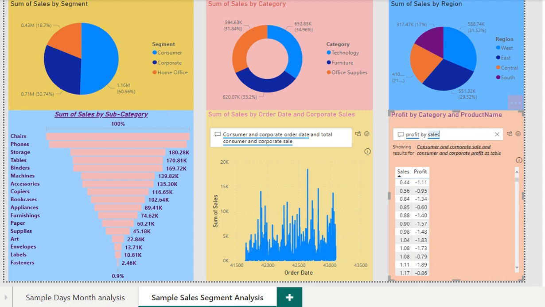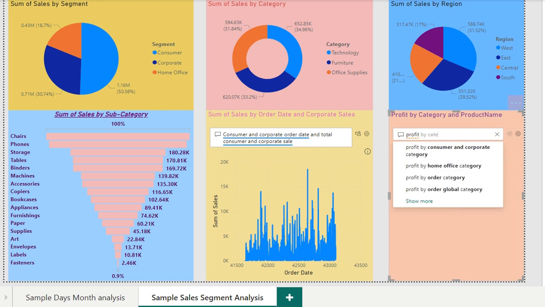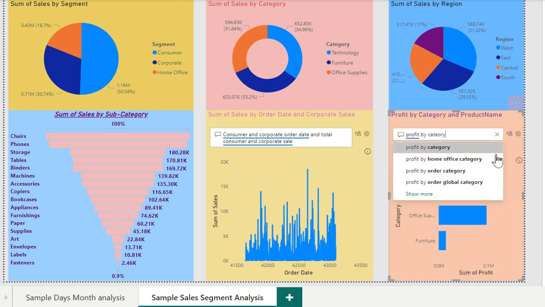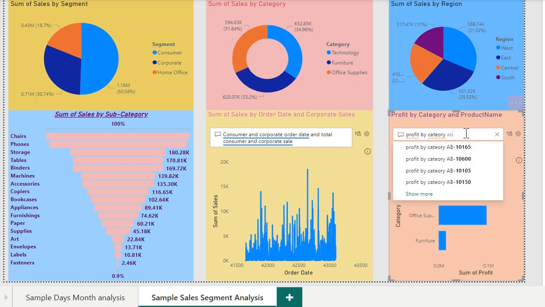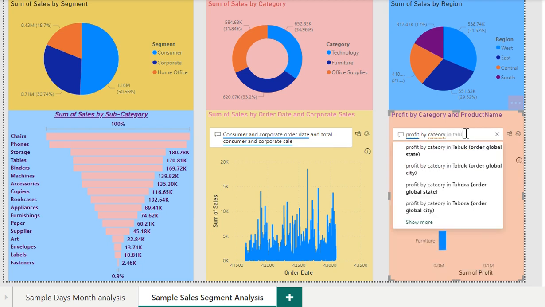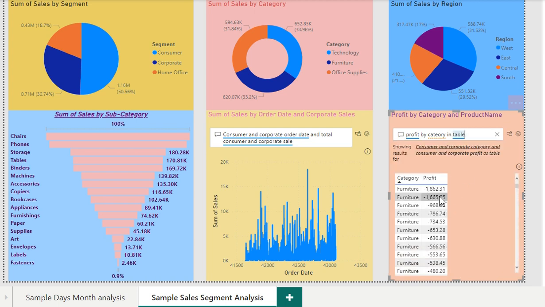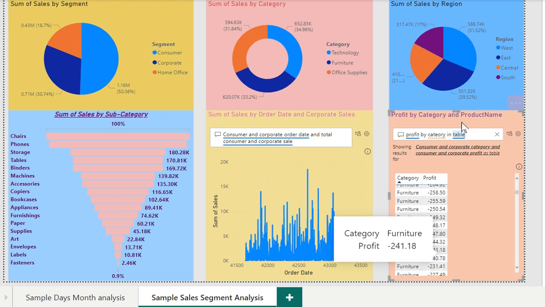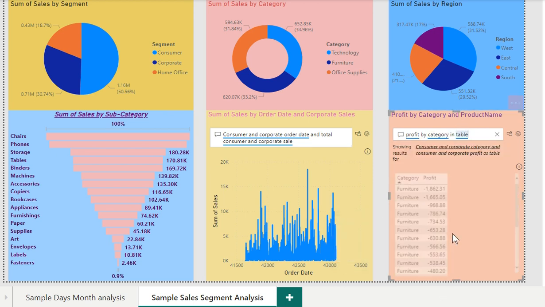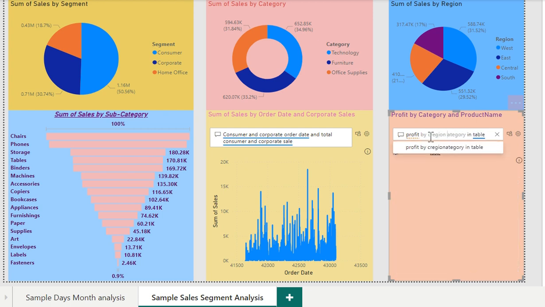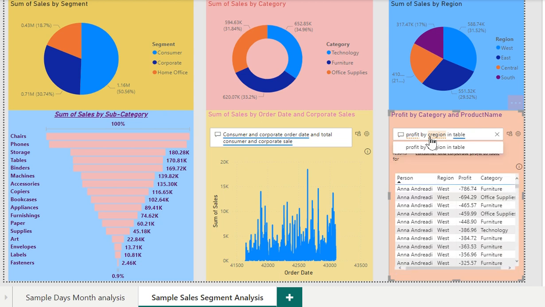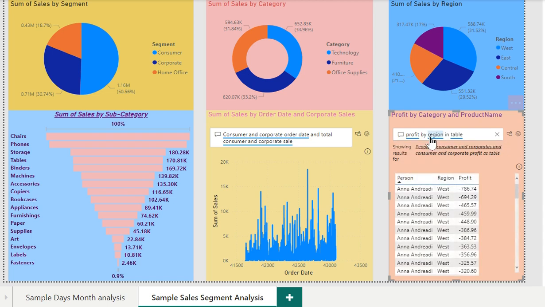Okay, so if I choose this, it gives me something like this. If I give profit by category, it will show me exactly the profit in the specific category. As of now, it is showing me a bar graph, right? So if I even give it as a table, it will give me the actual amount as well in a table. So we can see the profit in a table. Or you can give it as a region, so it is going to give you exactly the profit by each region.